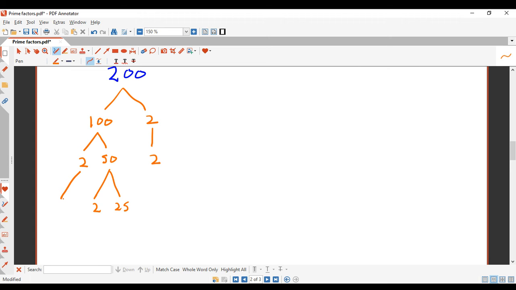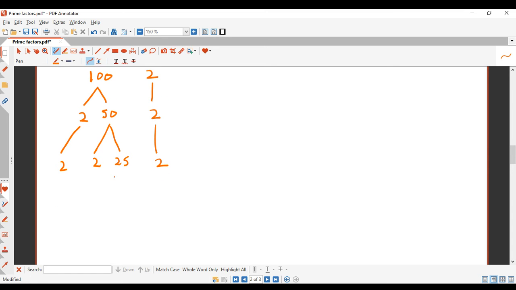Okay, and bring that 2 down again. And I'll bring this 2 down again. I'll try and keep all the numbers in line. And then 25, well, I can break that down into 5 times 5. Now, the 2 I bring down, the other 2 I bring down, and the other 2 I bring down. Now, all of these numbers are prime numbers, so I can't break them down any further. So that's my answer. I can say that 200 is equal to 2 times 2 times 5 times 5 times 2.